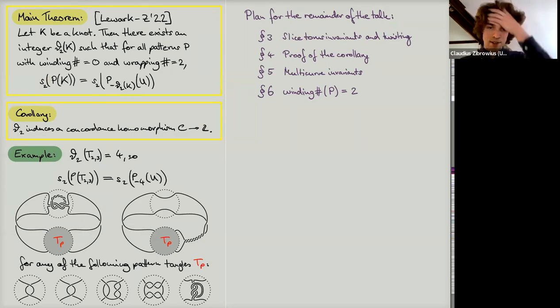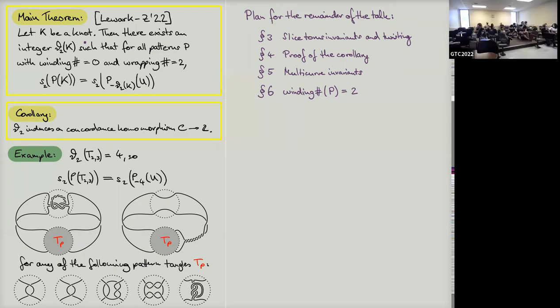Any questions up to this point? Maybe just as a teaser, where does this theorem come from? Well, it comes from these multicurve invariants, and this mysterious integer invariant θ2 of k has a very concrete, explicit geometric interpretation in terms of these multicurve invariants. Any questions? Statement clear? A question.